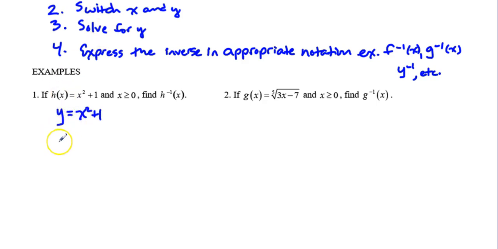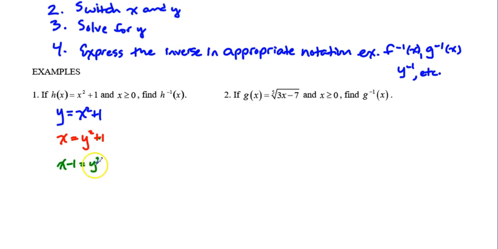Okay? And then what we can do is switch the x and y. I'll change colors here. The x takes the place of the y, and the y takes the place of the x, and that's it. They literally switch x and y. In other words, now this squares on the y. Now we need to get y by itself, so we can find the inverse here. So we're going to subtract 1 from both sides. That'll give me x minus 1 equals y squared.